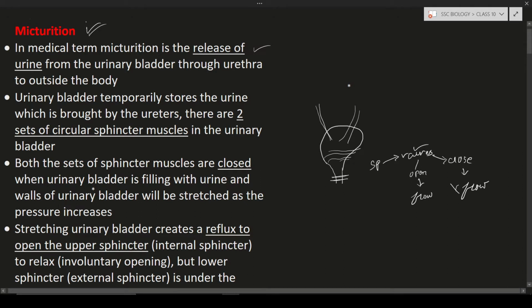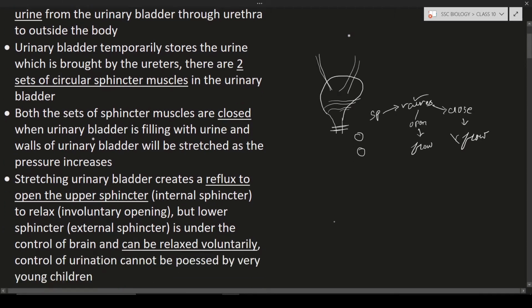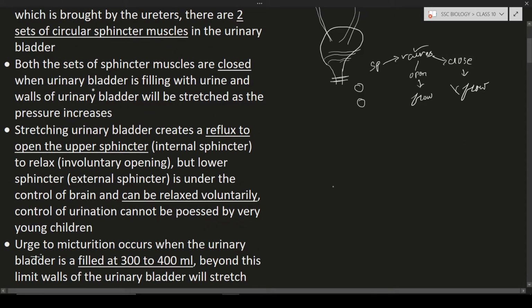There are two sets of sphincters, which are muscular in nature and look like rings. These are the muscular sphincters. Remember, these sphincters are closed when the urinary bladder is empty. Let us consider that the person has released the urine outside, so now the urinary bladder is empty. When it is empty, these two sphincters are in a closed condition.